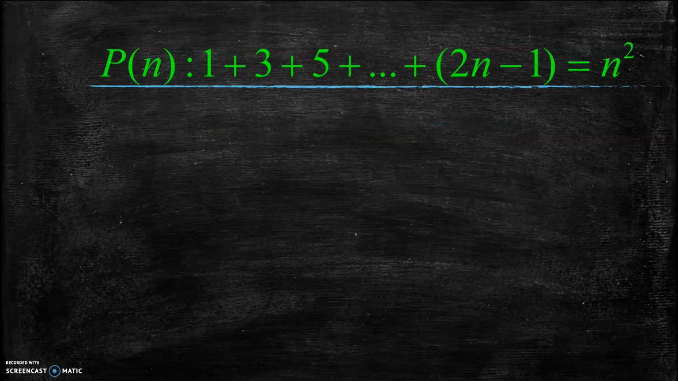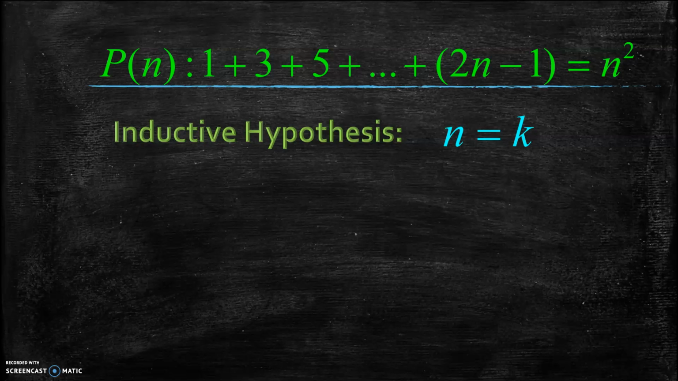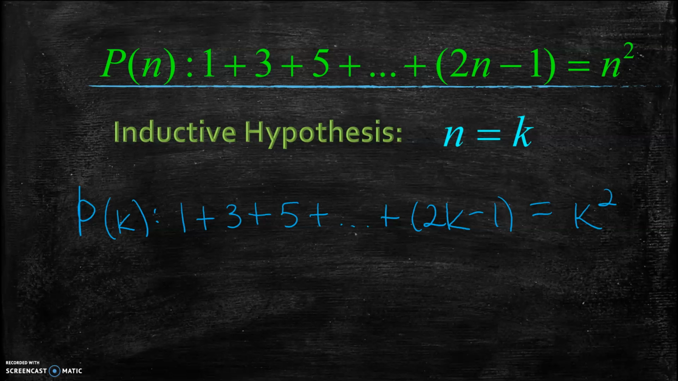Now, we're going to assume the inductive hypothesis, where n equals k. In this case, P of k is 1 plus 3 plus 5, and so on to the 2k minus 1 term, which gives us k squared. Let's keep this in mind for the following step.